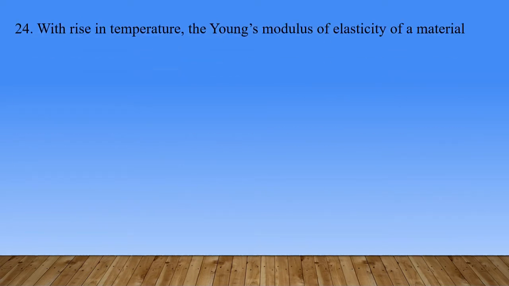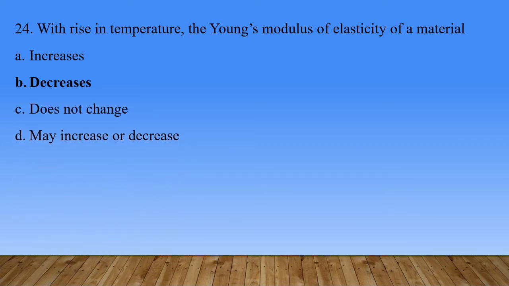Question number 24. With rise in temperature, the Young's modulus of elasticity of a material: A, increases. B, decreases. C, does not change. D, may increase or decrease. The correct answer is option B, that is decreases.